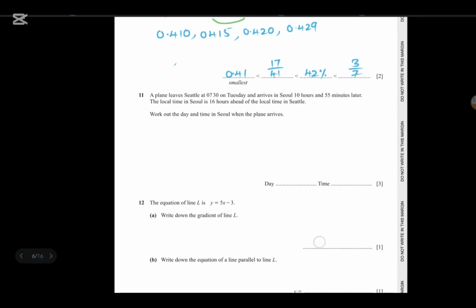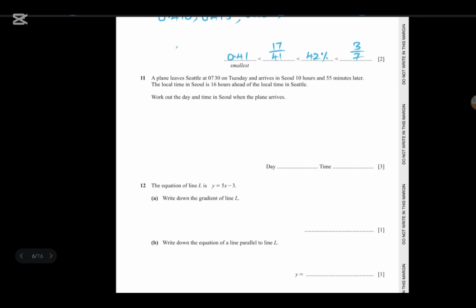Question number 11. A plane leaves Seattle at 7:30 on Tuesday and arrives in Seoul 10 hours 15 minutes later.